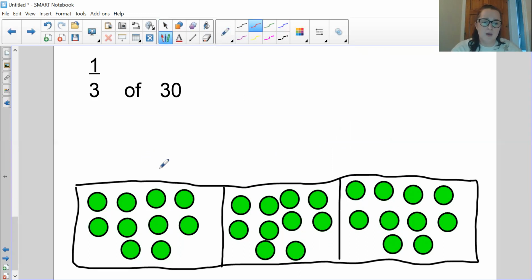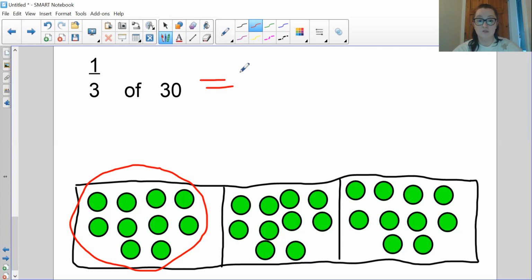So I'm going to do a big circle all around one section that I'm looking at. There we go. And how many is in that group, Year 3? Let's count them. So we've got 1, 2, 3, 4, 5, 6, 7, 8, 9, 10. So 1/3 of 30 equals 10.